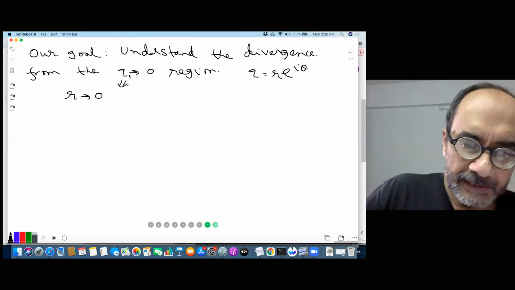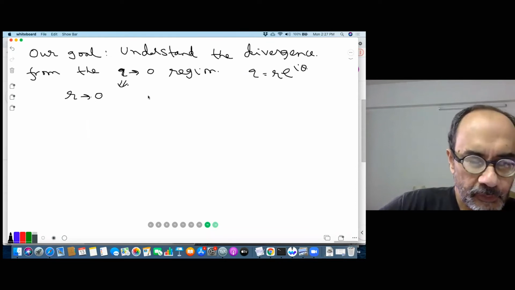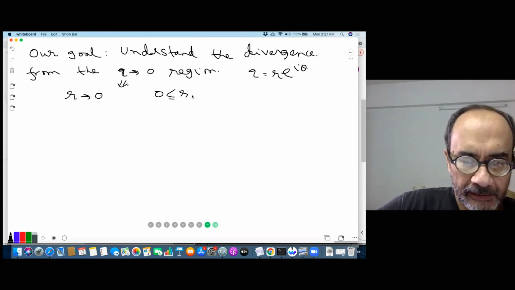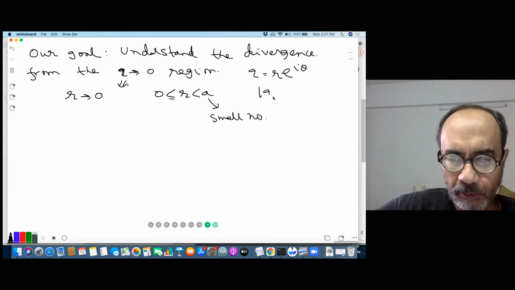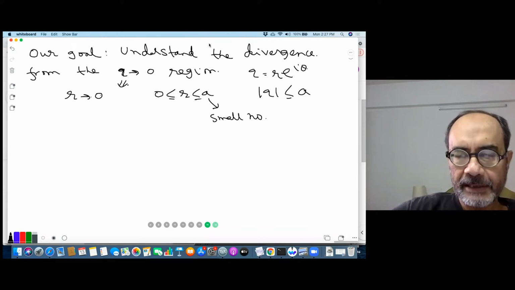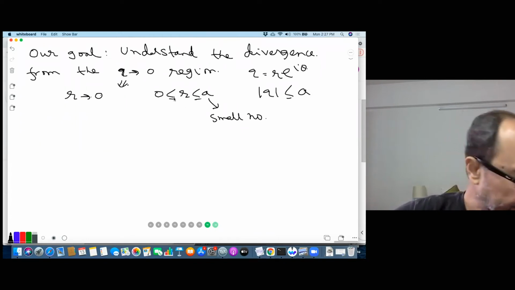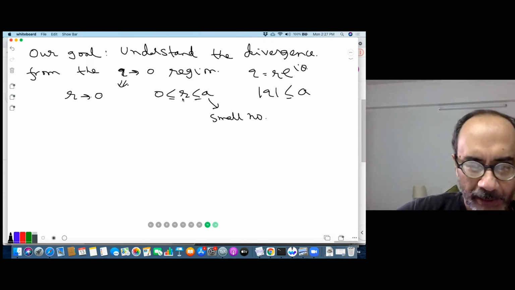So if our goal is to understand this divergence, then we can restrict r to run over a small region around the origin. So you can take, for example, 0 less than r less than a, where a is a small number. And this will correspond to mod q less than a. For other regions, there will be other divergences where you'll use a different plumbing fixture variable. For this plumbing fixture, if you want to see what the singularity is doing, you can restrict to this region. But normally, this is not what we do, and I'll explain why we don't do it this way.